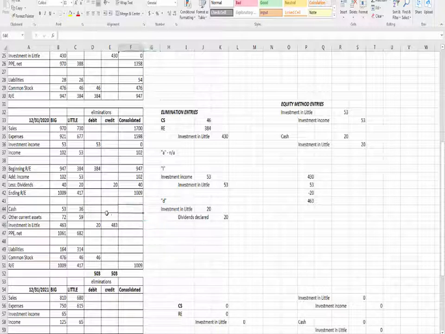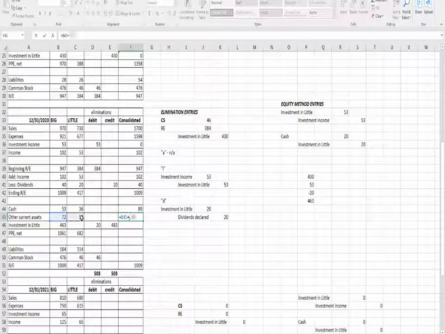Okay, balance sheet. Cash 53 plus 36, other current assets 72 plus 59. Check figure, the investment in Little has to go to zero. So what have we got? We've got a debit plus a debit minus a credit. That goes to zero like it's supposed to.